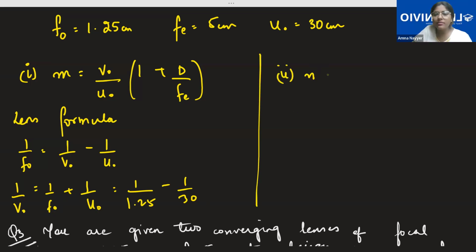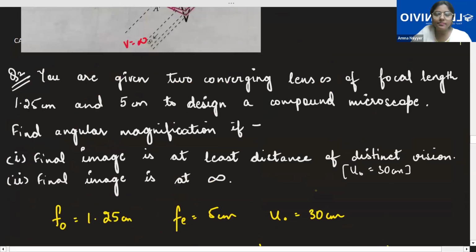The second part is angular magnification, that is V naught by U naught into D by Fe. So same thing, class, you'll have to calculate the value of V naught first. So calculate V naught, tell me what's the value of V naught coming. Write it. This is for the compound microscope, class.